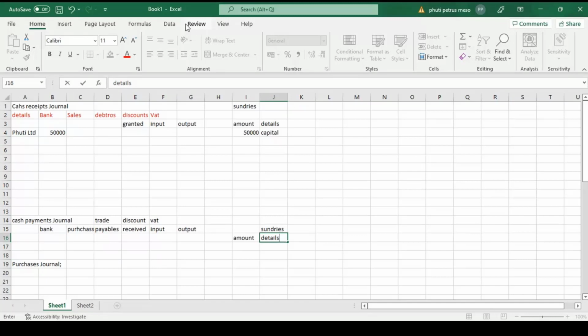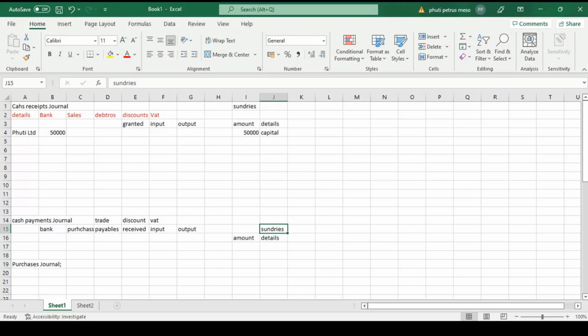I think it's quite clear. The reason why we have the granted under the CRJ is because when somebody is paying you, let's say they pay you before the agreed date, then you're granting them a discount. That's the reason why the column for the granted is under the CRJ. In the opposite way under the CPJ, when you are paying your creditors before the agreed date, they grant you the discount. In reverse, it's going to be the discount received because you are receiving a discount from your creditors. I hope that makes sense.